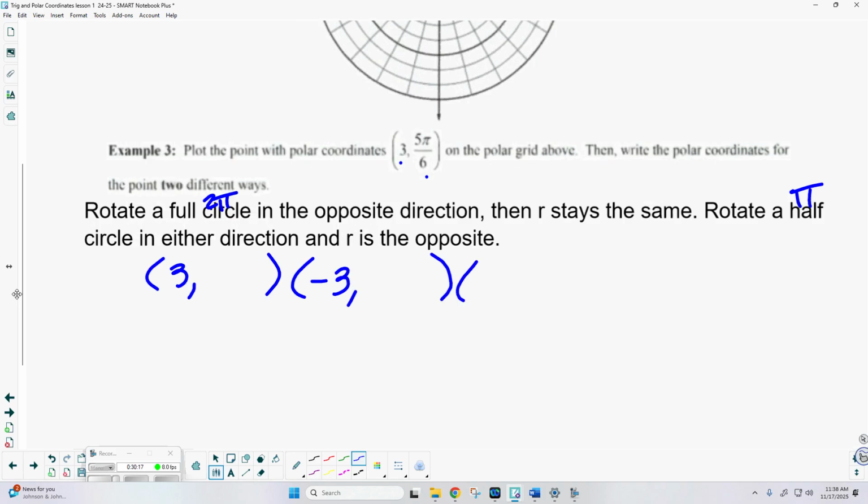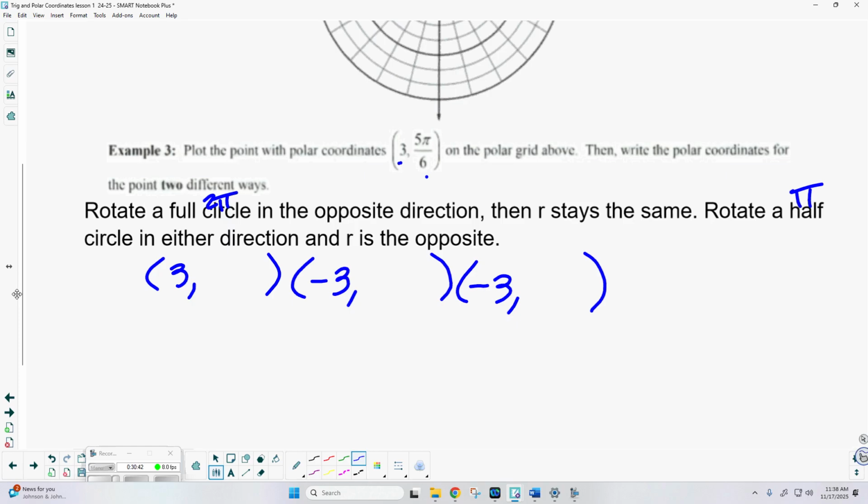And I want 2 other points where the radius is going to be negative 3. Okay, so this is how we do it. Rotate a full circle, 2 pi radians in the opposite direction, and then r, your radius, is going to stay the same. Rotate half a circle in either direction, pi radians, and the radius is going to change to the opposite. So let's say I want to keep the radius the same sign as I do.